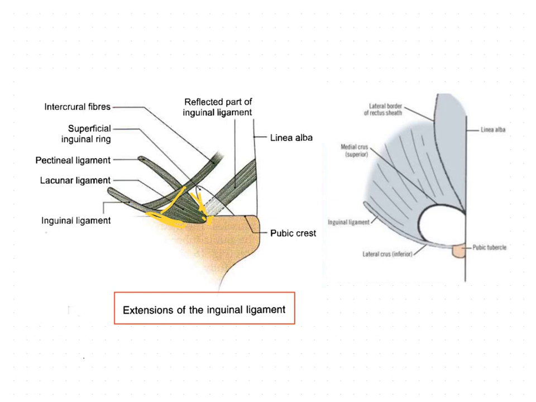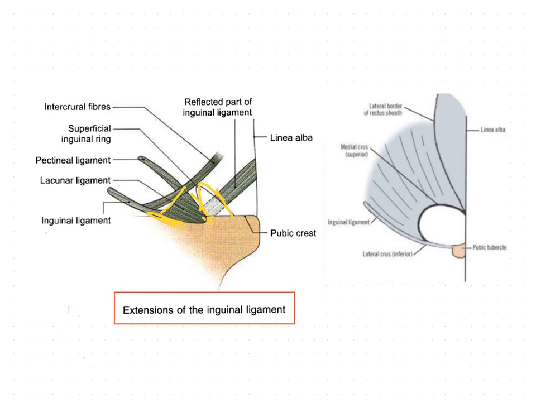Here you can see the superficial inguinal ring is present here. This one is reinforced by the pectineal fascia and by fibers from the linea alba. This is about the pectineal part of the inguinal ligament, or lacunar ligament.